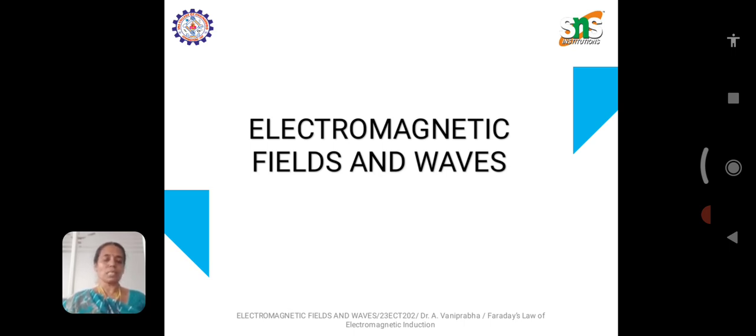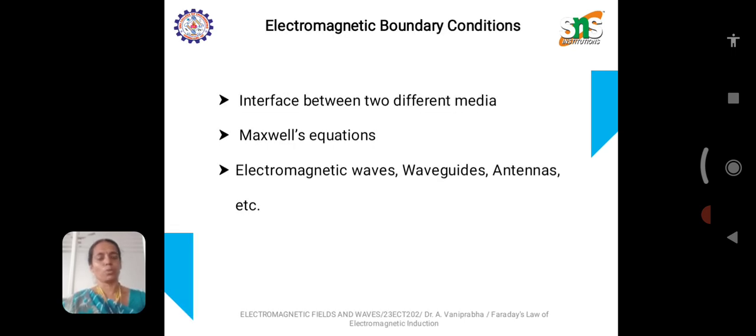So making the light glow with the help of a battery is nothing but a direct supply, and whenever the voltage or the current is induced or generated with the help of a magnet, it is called electromagnetic induction. This is called induced voltage or induced current. This is the basic concept of electromagnetic induction, right? So now today we move on to the concept of electromagnetic boundary conditions.